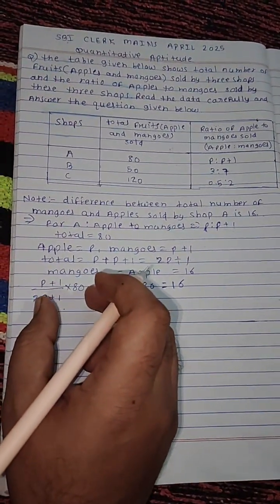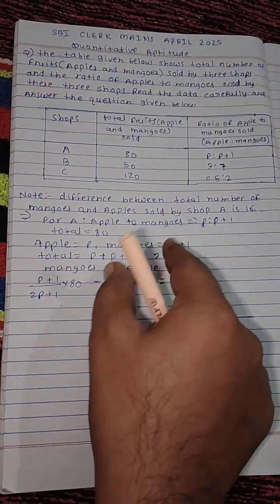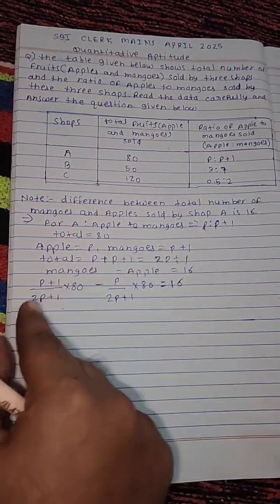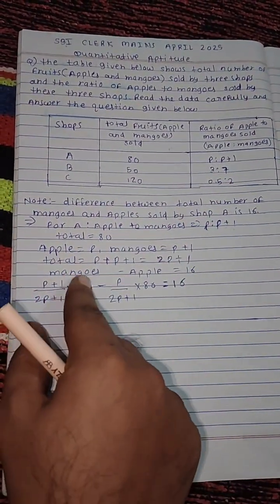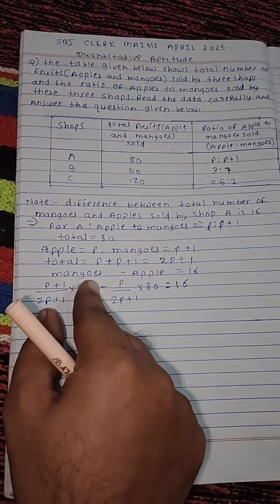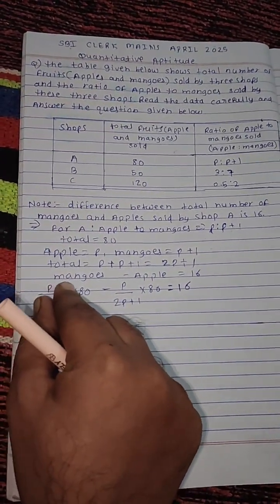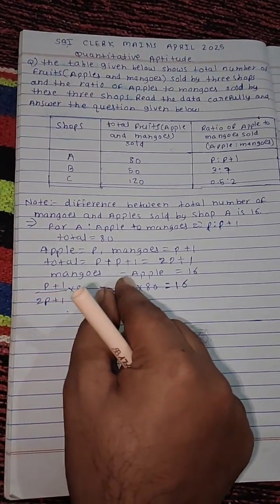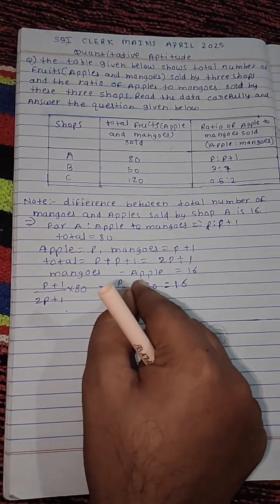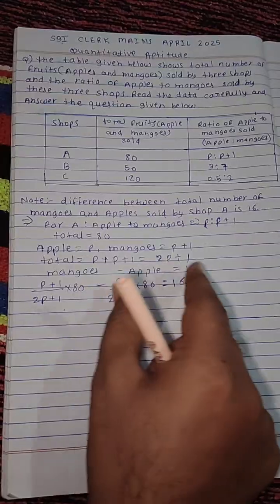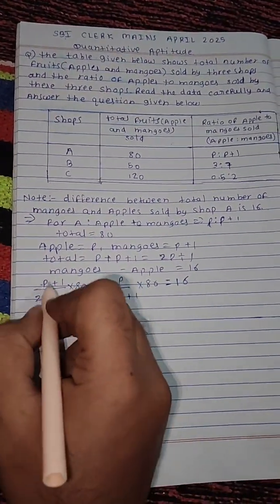I hope you have understood it. Here individually we have written for mangoes P plus 1 divided by the total. Whenever we get a ratio format, we can solve it this way. If we know the total quantity we can solve this. Individual divided by total into total number sold, and for apple it is P divided by total into total quantity sold. Like this we solve this.